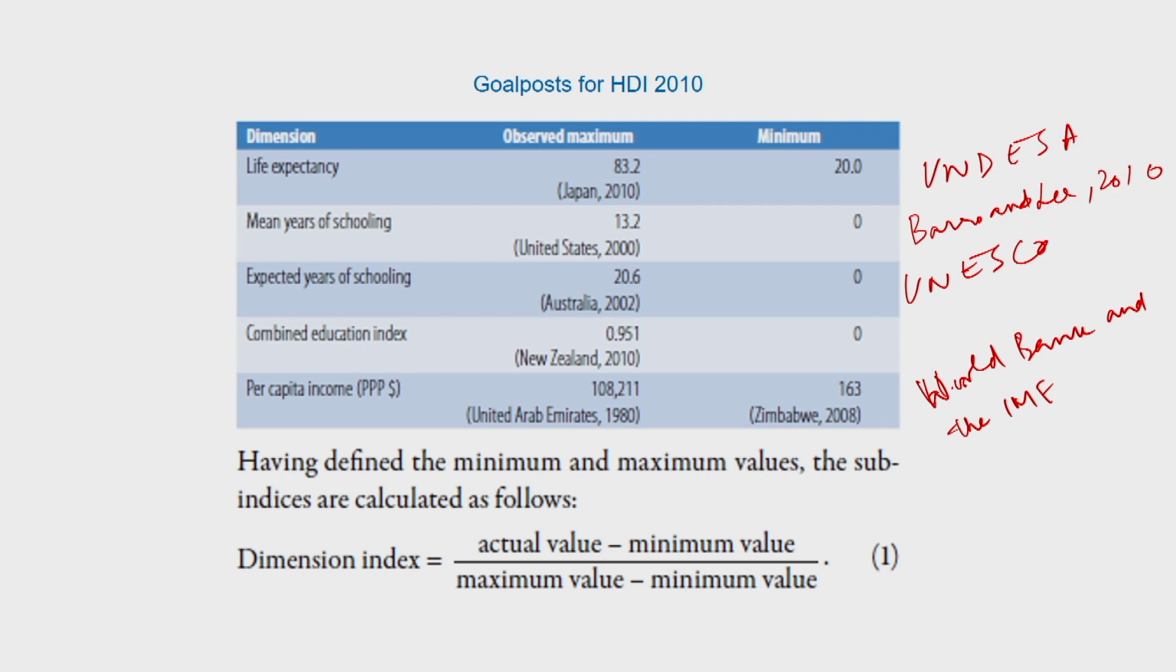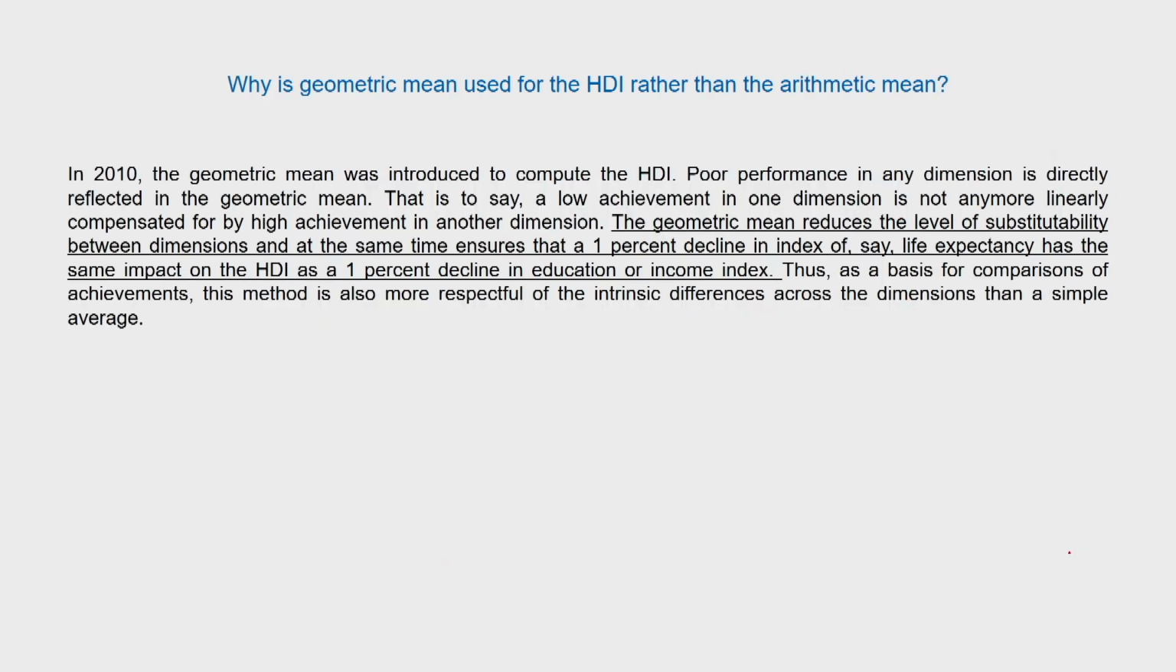The dimension index was calculated based upon this formula: actual minus minimum divided by maximum minus the minimum. And for calculation of each of the dimension indices, this formula was followed. Now, this is a more systematic explanation of why the geometric mean was used for HDI rather than arithmetic mean calculation. So, poor performance in any dimension is directly reflected in the geometric mean.